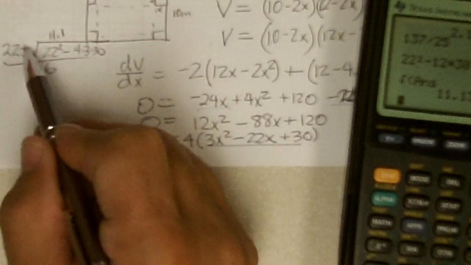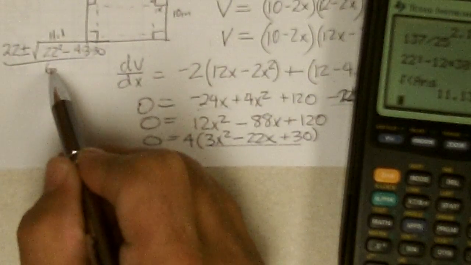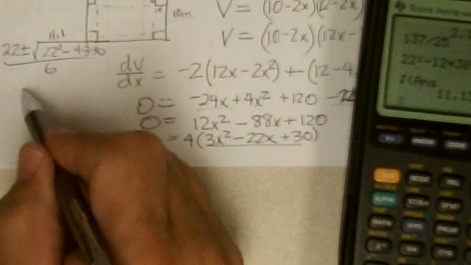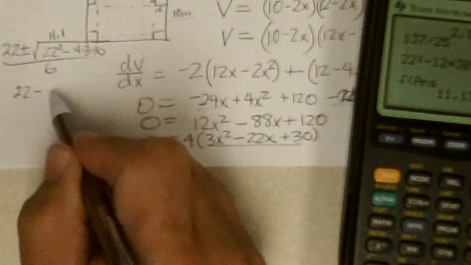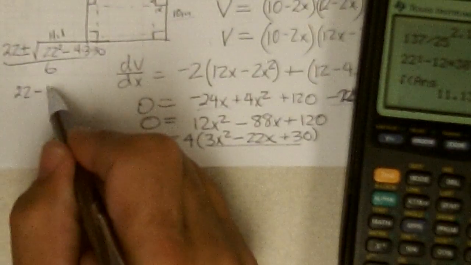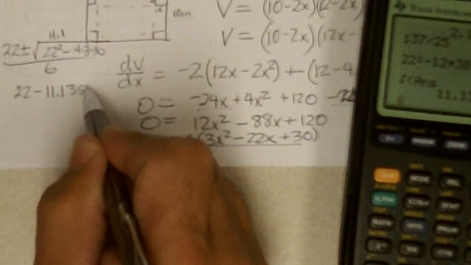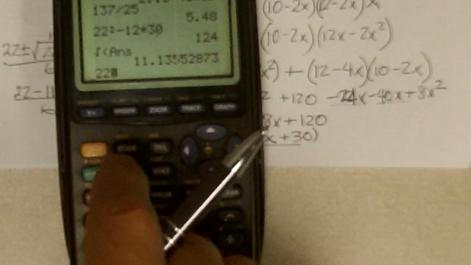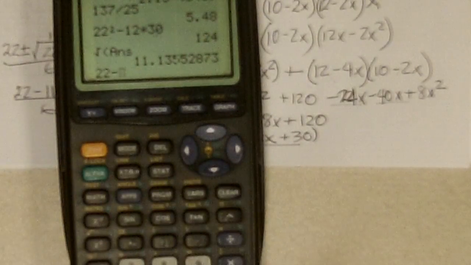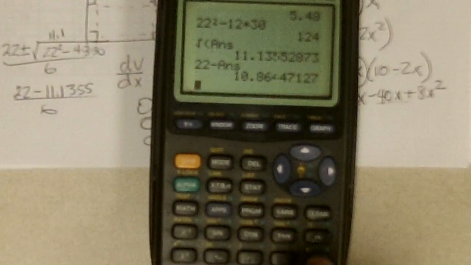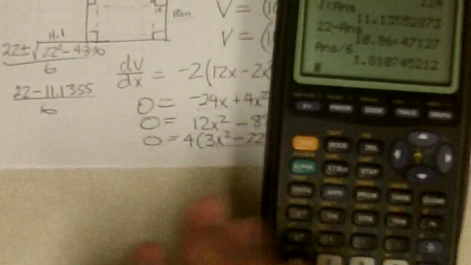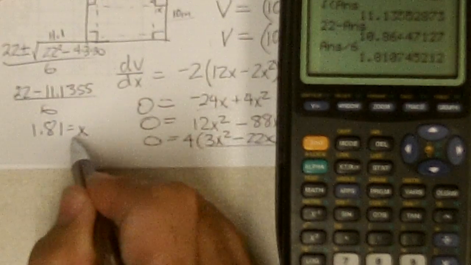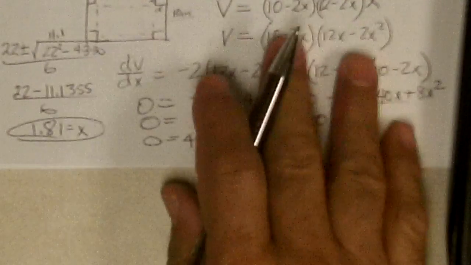22 plus 11 would be 33 divided by 6 would be about 5, which is too big. I can't take 5 out, so I've got to use the 22 minus that number, 11.1355, divided by 6. So I'm going to go 22, subtract that answer, and then divide by 6, and I get 1.81 is how much x has to be to maximize this.